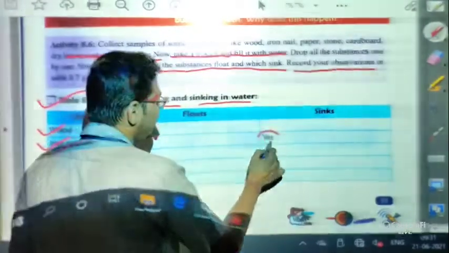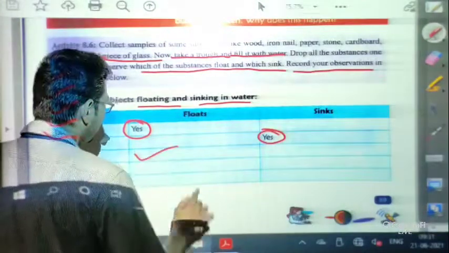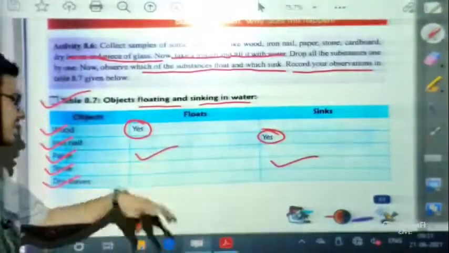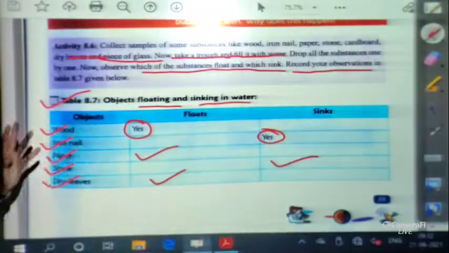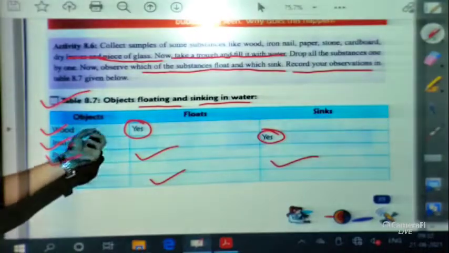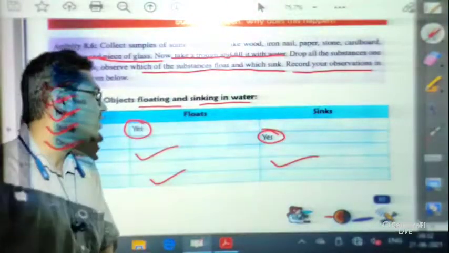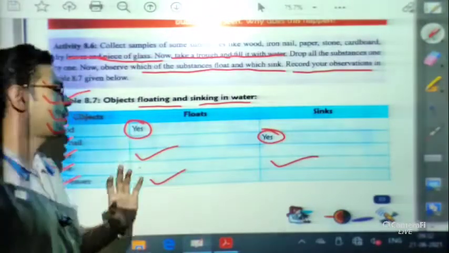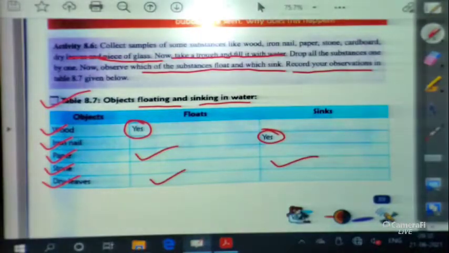Iron nail, definitely it will sink in water. Now paper, what will happen, if you put the paper, it will definitely float. If we put a stone, then it will sink, and dry leaves, definitely they will float. So one new property we have learned, students, that we can categorize the substances or materials by whether they are floating or sinking in water. So this is also one kind of property. I hope all of you have understood these things.